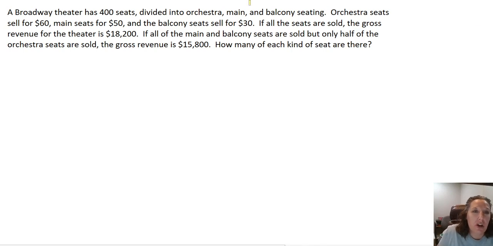So again, just like we saw in the previous one, the question of what it's looking for is going to tell you what your variables are going to represent. So how many of each kind of seat are there? So let's let orchestra be represented by an O.